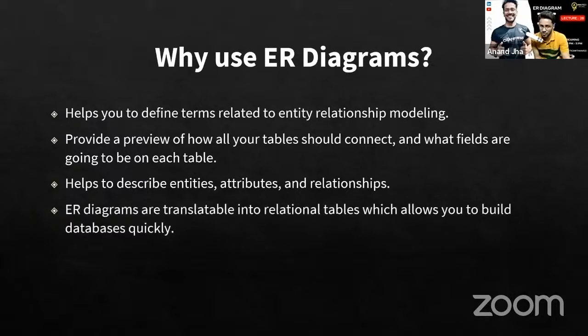So ER diagrams are translatable into relational tables, which allows you to build a database quickly. Once the ER diagram is given to you, you can tell: this is the primary key I have to take, this is the table I have to create, these are the schemas I need to create. Every table will have a primary key. Of course, whenever you are working in any big company, every table will have a primary key, and how these tables are going to join, what could be the foreign key, what could be the primary key.